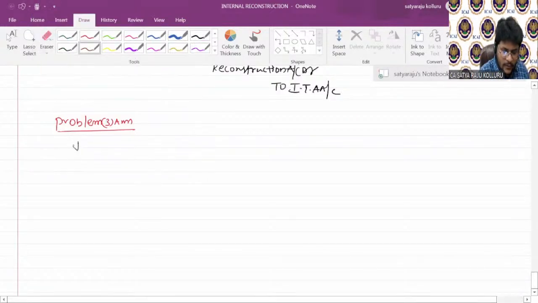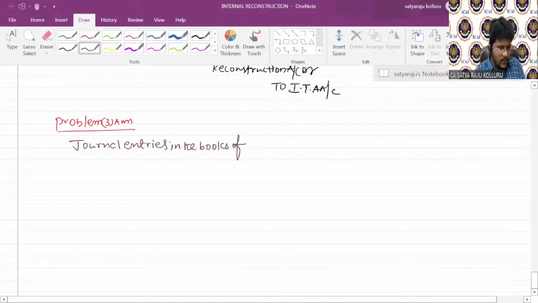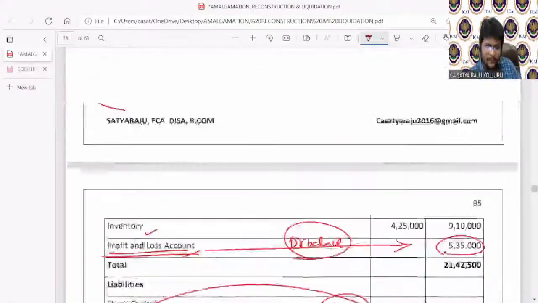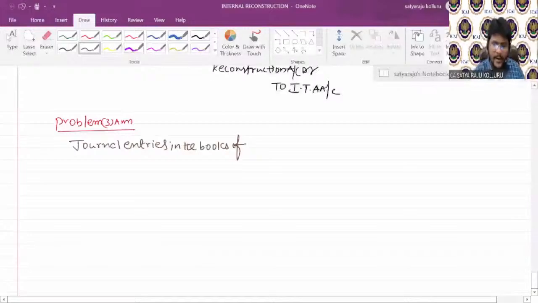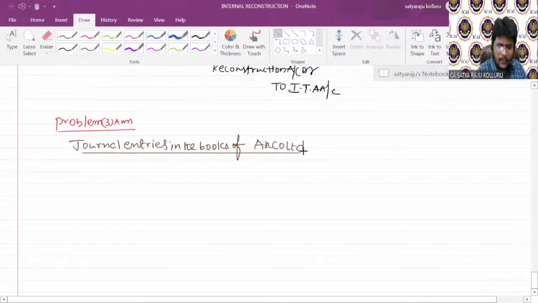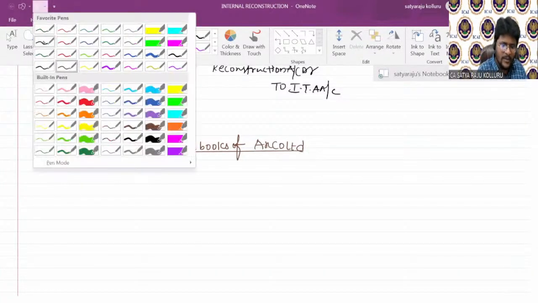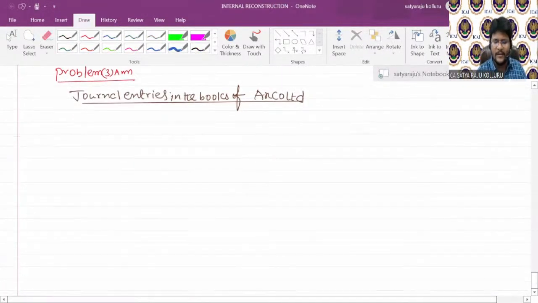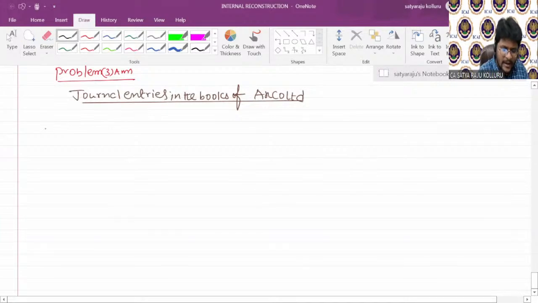Right. Now let us start journal entries. Journal entries in the books of whose books, guys? Company name. A and Company Limited. I don't want to put in the format, but in the examination, you need to proceed with the format, guys. You know the general format, right? I'll directly pass the journal entries without putting any format.